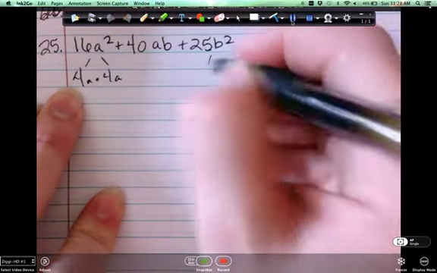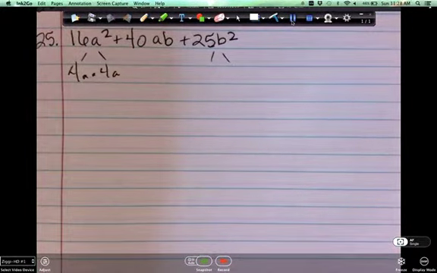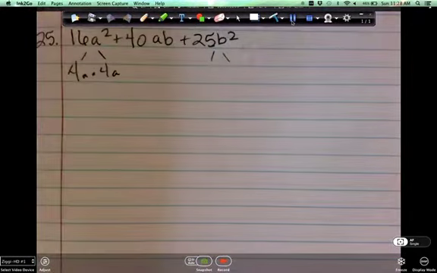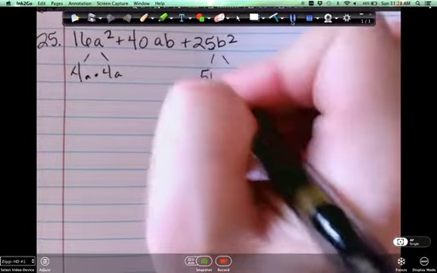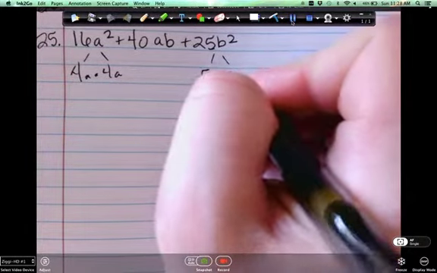And then over here, I'm going to look at my last term. I know that b squared is the perfect square of b times b. And according to my perfect square sheet, 25 is the perfect square of 5 times 5. So I'm going to break this down into 5b times 5b.